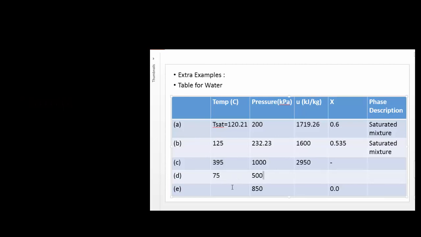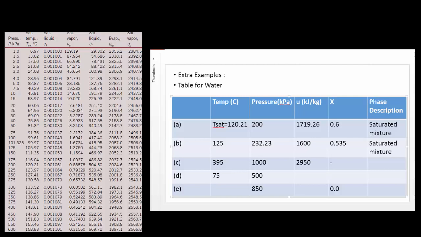Question D says your temperature and pressure are given. What do you do? Do you know which state it is? You don't know. Again, go to table A5. Table A5 because 500 kilopascal is a whole number. So you go to table A5. You're looking at the temperature. This temperature is below your saturation temperature. What do you think? If the temperature given is below my boiling temperature, meaning this is still water, I still can drink it. So this is a compressed liquid.